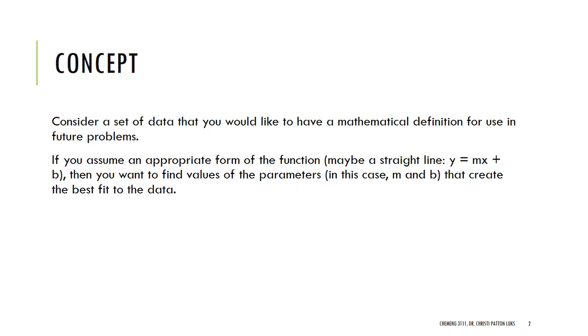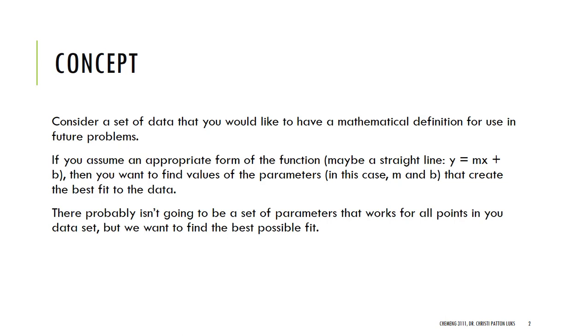Let's assume what form that function will be. So in this case, we're going to assume that it's a straight line fit, y equals mx plus b. And our goal is to find the values of m and b that are the best fit to the data. Now the problem with this is defining what we mean by best fit. There's not going to be a set of parameters that works for every single point in your data set. I mean, well, it's unlikely at least. So what we're looking for is the best.